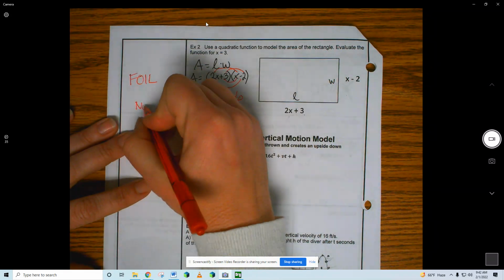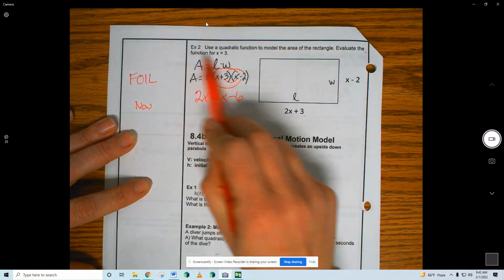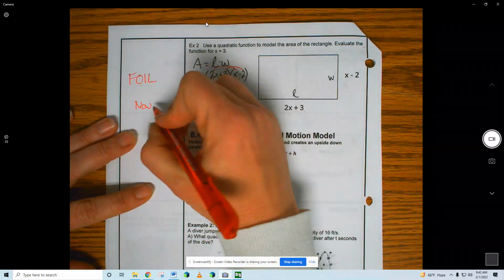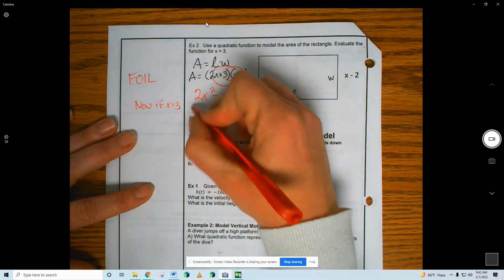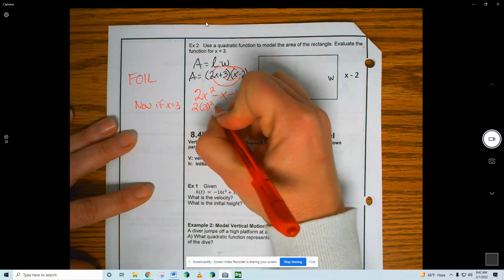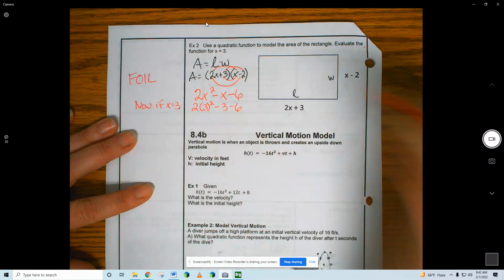Now, evaluate the function for x equaling 3. If x equals 3, plug it in. 2 times 3 squared minus 3 minus 6.